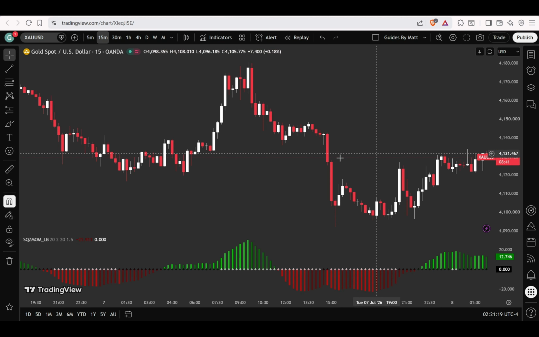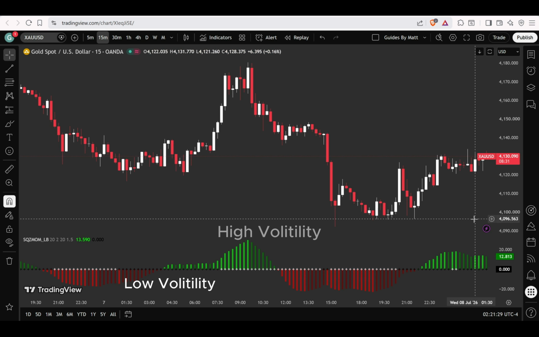In today's video, I'm going to explain everything you need to know about the squeeze momentum indicator by LazyBear. Markets tend to cycle between periods of low volatility and high volatility. This indicator is specifically designed to help you spot when a market is consolidating and building up energy, and then visualizes the momentum when that energy is finally released.